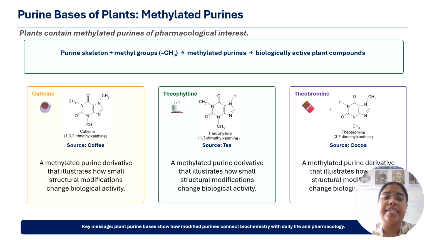After that, purine bases are also present in plants, that is the methylated purines, because the normal purine skeleton is there. If we add some methyl groups, either 1 or 2 or 3, we can get the methylated purines, and those purines have some biologically active compounds, like caffeine in the tea, then the possibility of theophylline, then in the Cadbury the theobromine. All are kind of purine bases, but methylated purine bases, so the modification is there, and those are all very useful for the body also.